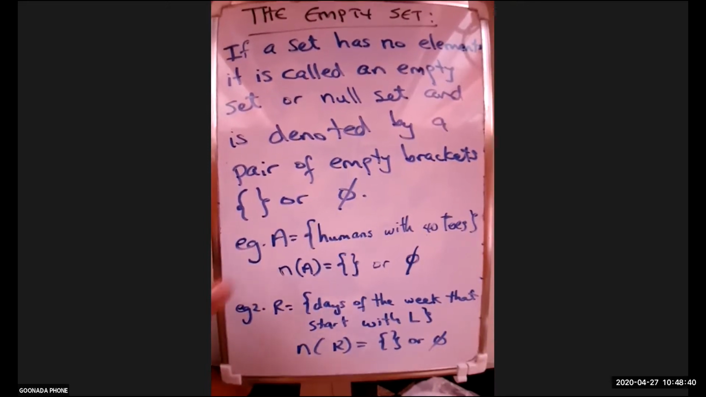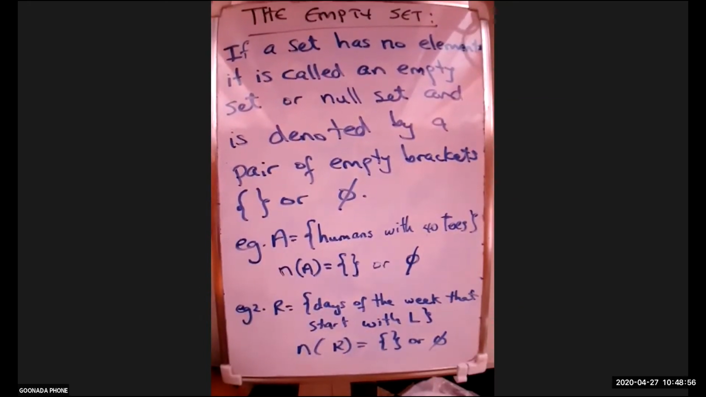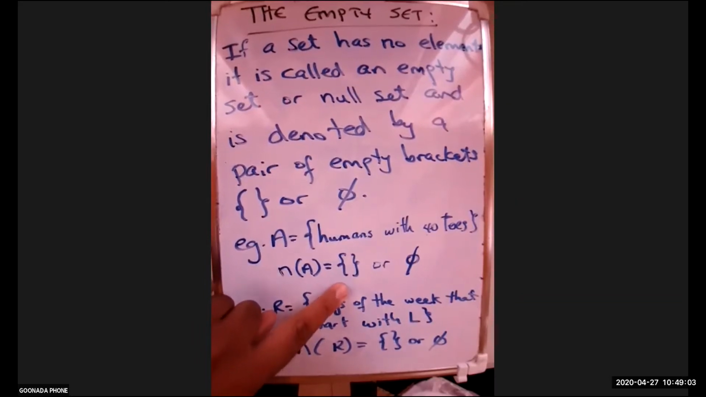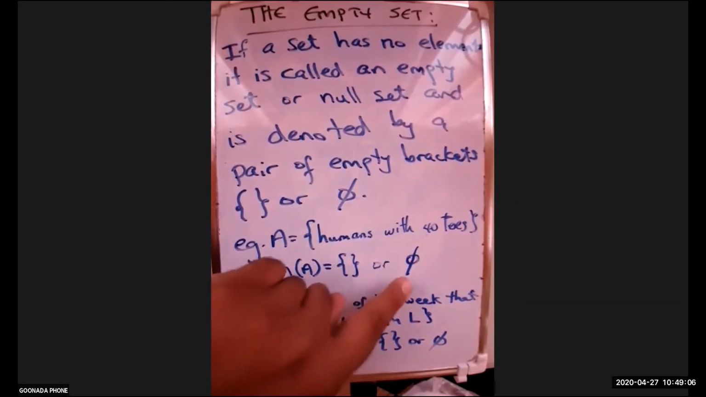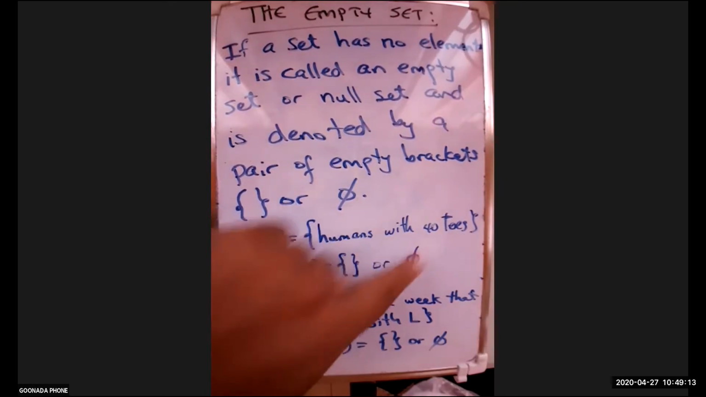Okay, no problem. So the empty set is basically the set of nothing, right? It is called the empty set or the set of nothing, more or less. It is represented by a pair of empty brackets or the symbol phi. So for example, humans with 40 toes. There are no recorded humans with 40 toes, so that's an empty set. It doesn't exist. So the number of elements in A is equal to nothing, because this is the symbol for nothing, or you can write phi. You don't have to write both, you choose one, right? If you can't draw the curly brackets, just draw a zero looking thing with a slash here.